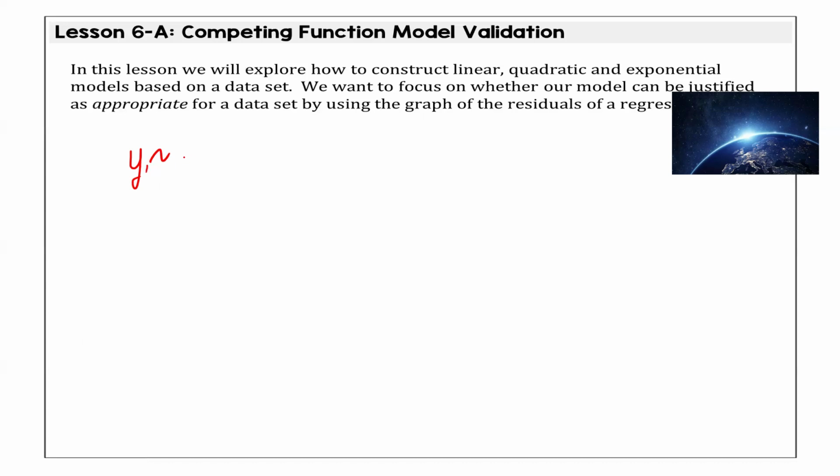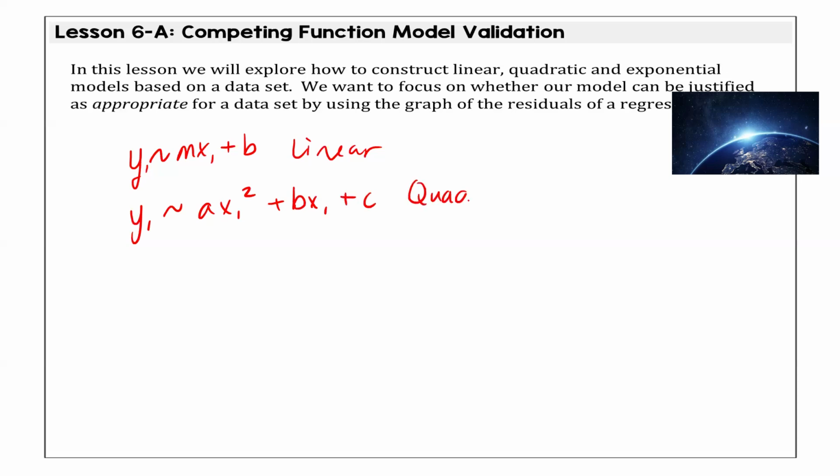And then for linear, what else do I write? Anyone else remember in Desmos? y1 tilde mx1 plus b. And that's going to be your linear. So if you're using Desmos, you got to remember that. Okay. Quadratic is y1 tilde ax1 squared plus bx1 plus c. And that's going to be your quadratic.